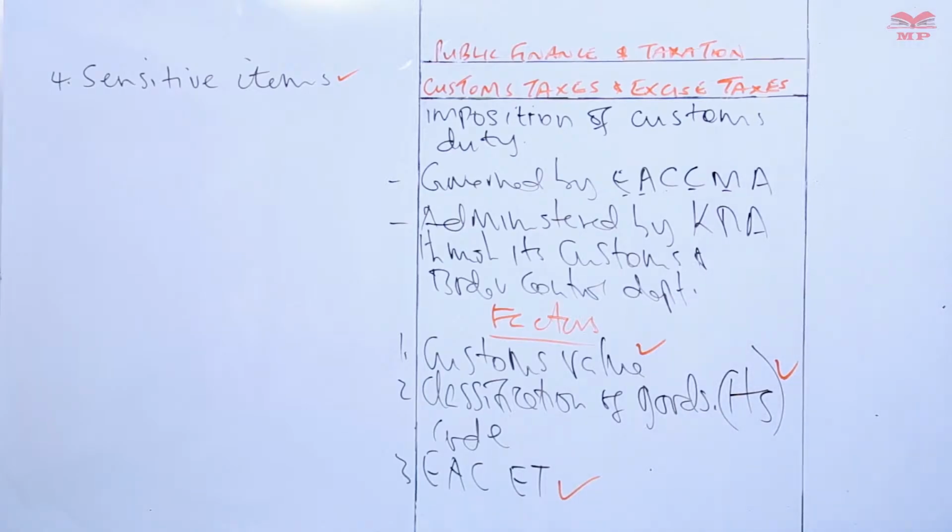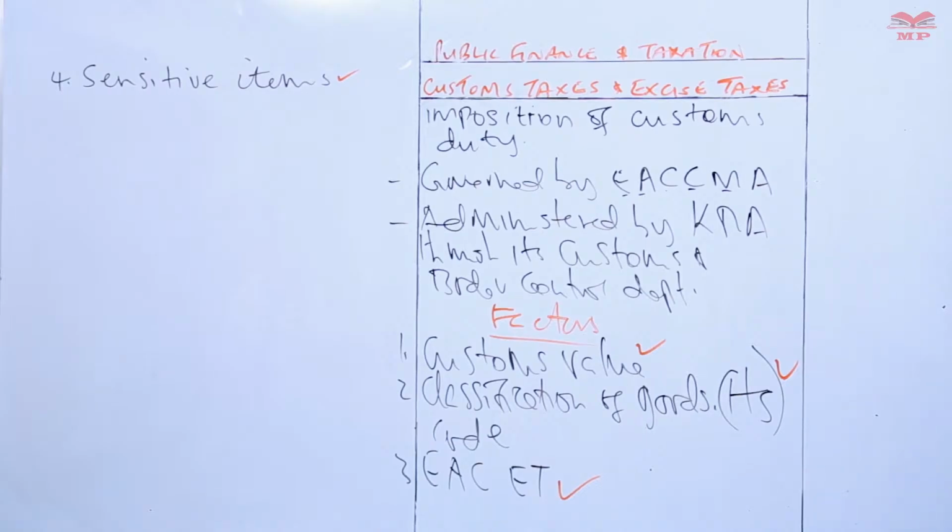And then the KRA's Customs and Border Control Department, we said, is responsible for processing the declarations. It is responsible for verifying the goods, for assessing the applicable duties and taxes based on the customs value and classification, and also facilitating the payment and eventual release of cargo. That is the role of Customs Border Control, a department under KRA.